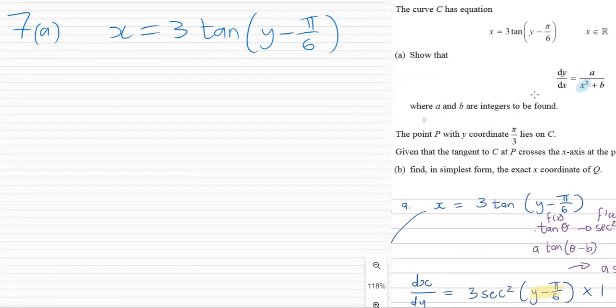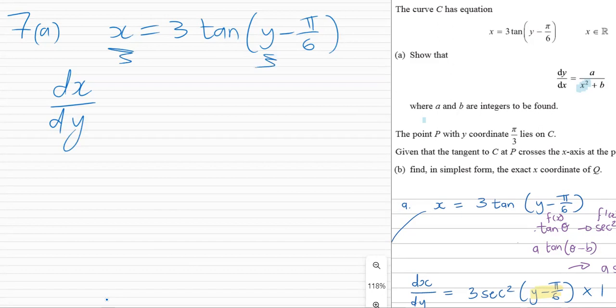So luckily they've helped you out because they've said show that dy dx is this. So note that if we differentiate this straight away, it would be dx dy, because it's differentiating x with respect to y. So just notice that that's what we would get if we differentiated this equation straight away. So we also need to rearrange it, because what we really want is dy dx. Okay, so a few different things that you can do for that.